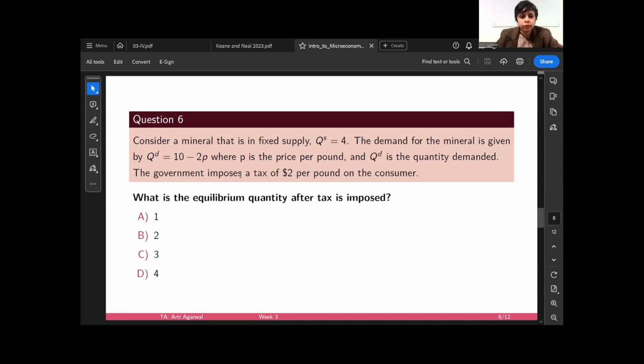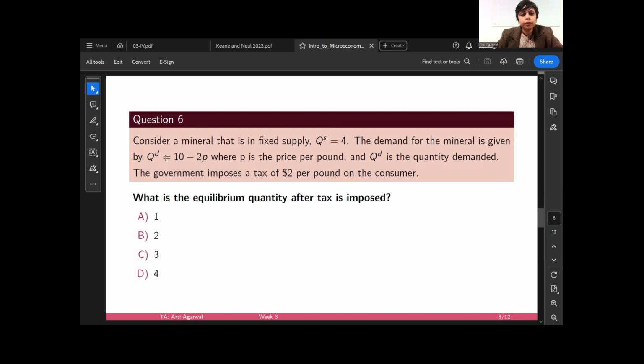But if you're not confused, then it's okay. You can assume that this is $2 as a fixed or a unit tax. It is not a proportionate tax. Okay, so assuming that this is a fixed or a unit tax, we will come to the other part later, but the quantity supplied is equal to 4, it is fixed, and quantity demanded is 10 minus 2P, right?